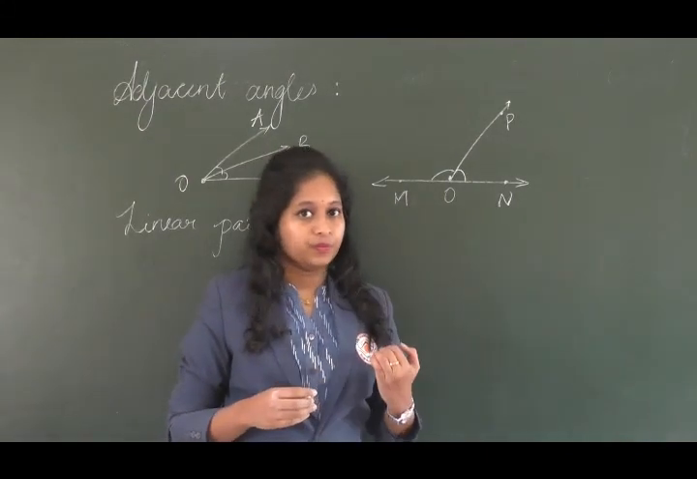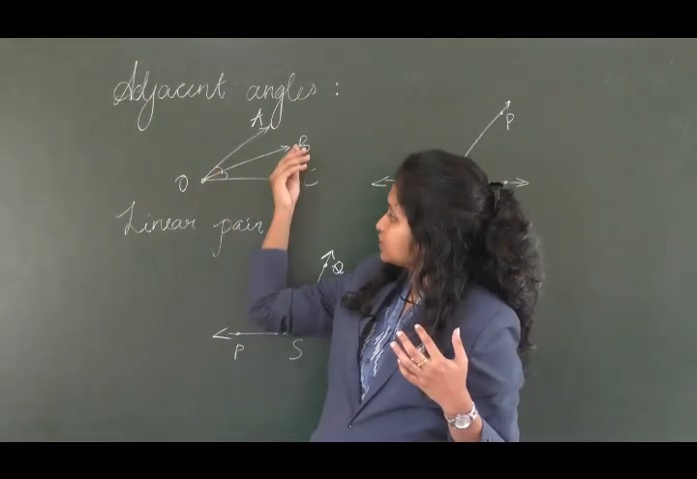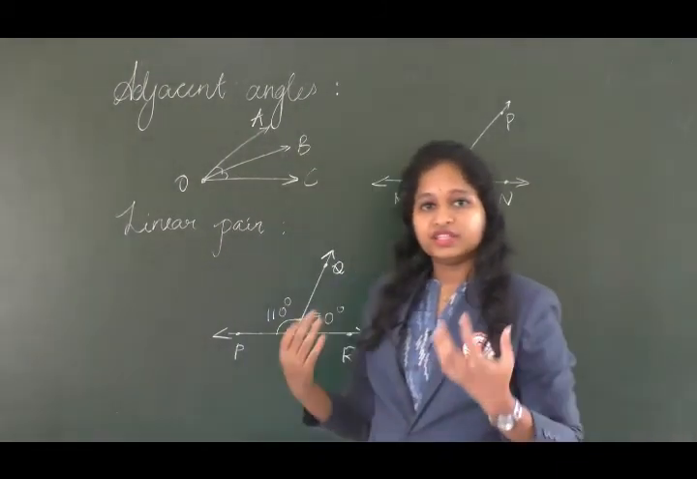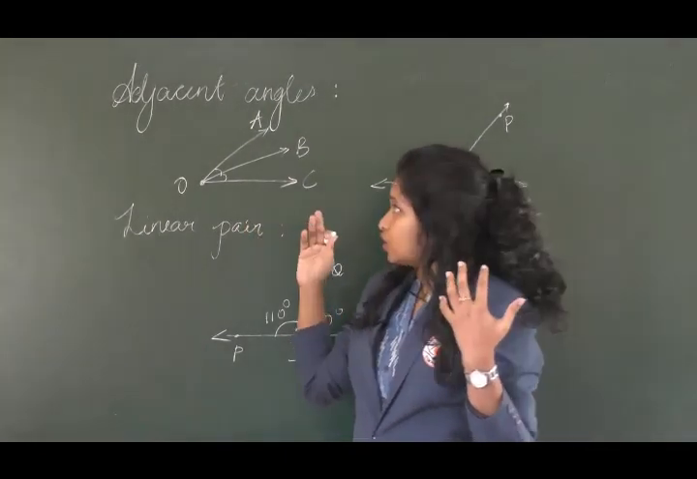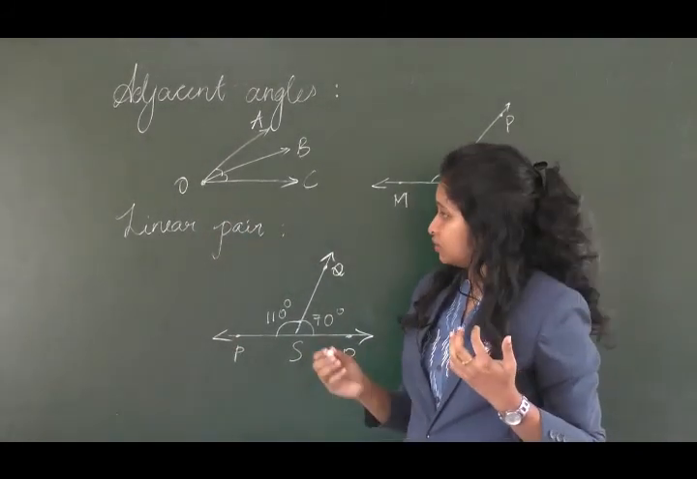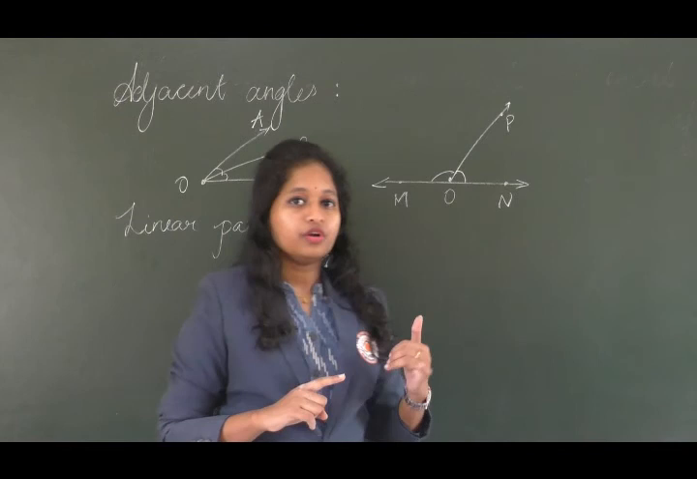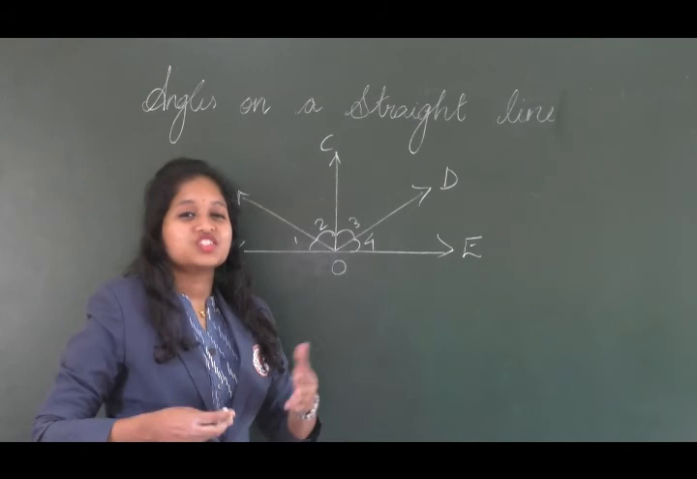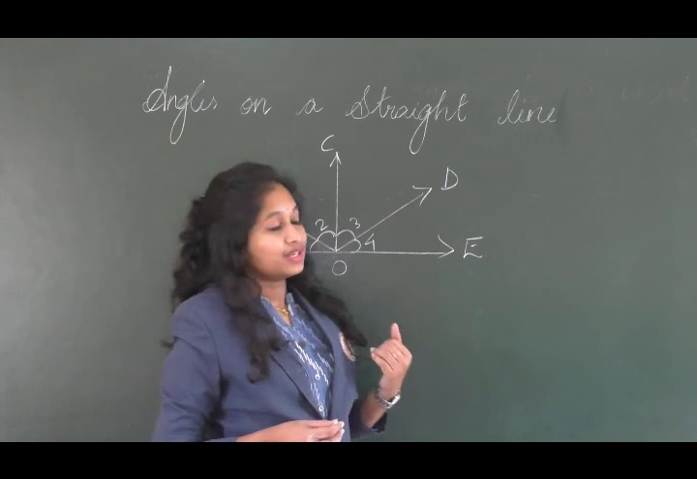Okay, so this is all about adjacent angles and linear pair. So all the linear pairs are said to be adjacent angles, but not all adjacent angles are linear pair. And the condition for 180 degree holds for only the linear pairs. Okay, so children, let's learn about angles on a straight line now.